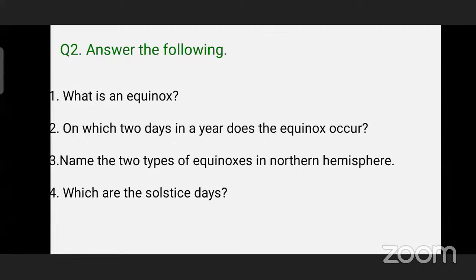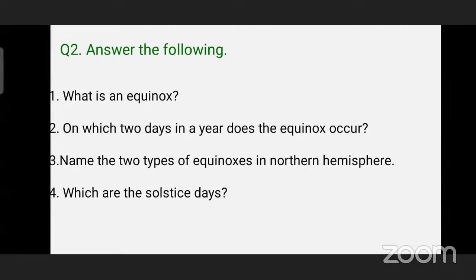You can answer in your own words, students. What is an equinox? Yes, miss, can I tell? Yes, please. The circle of illumination divides all the parallels from North Pole to South Pole equally on Earth. Everywhere on Earth, nighttime and daytime are of equal duration. This condition is called equinox.